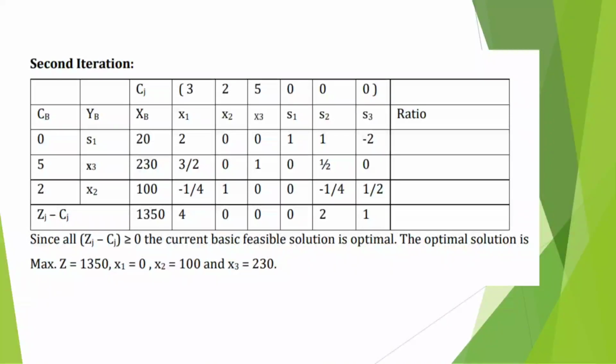By following the same procedure, we see the Zj minus Cj values are all non-negative. It means the current basic feasible solution is optimal. Now we have maximum Z equal to 1350, that is the Zj minus Cj value corresponding to XB. Next, there is no x1 in the basis, so x1 is 0. x2 value is 100 and similarly x3 value is 230. This is the required answer.